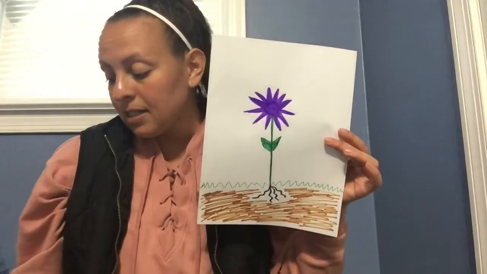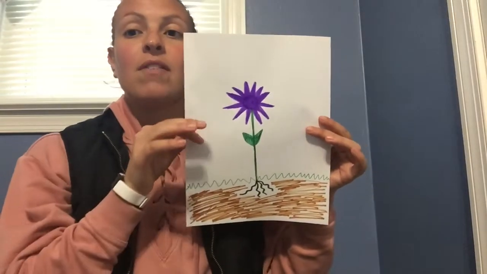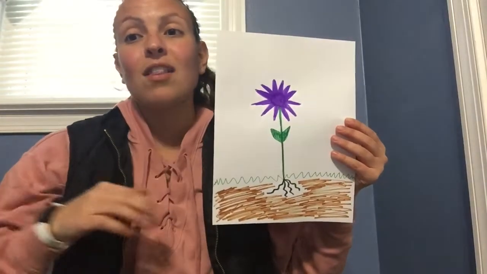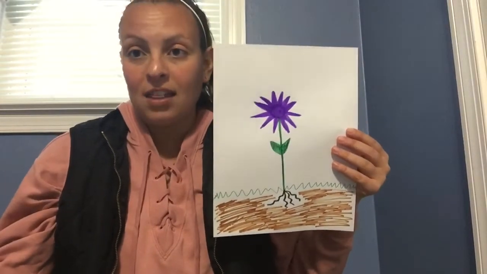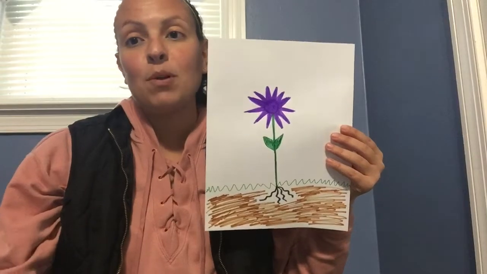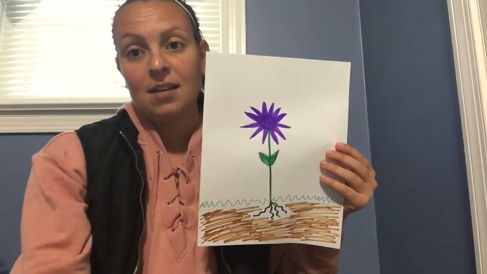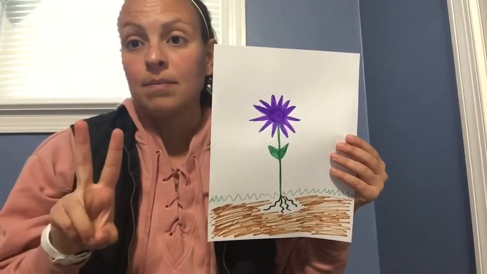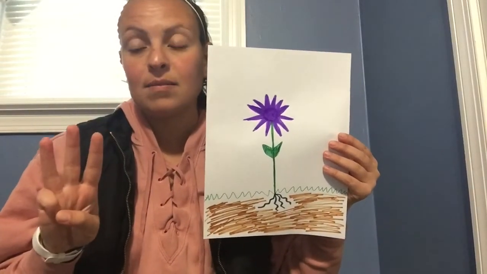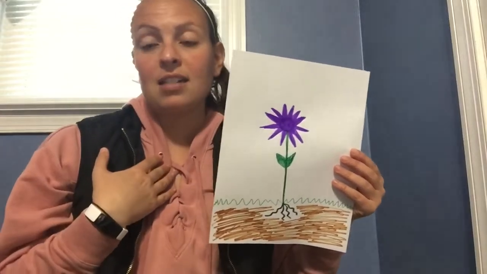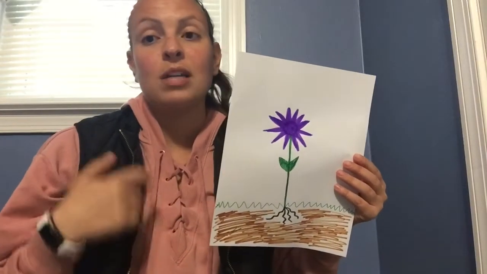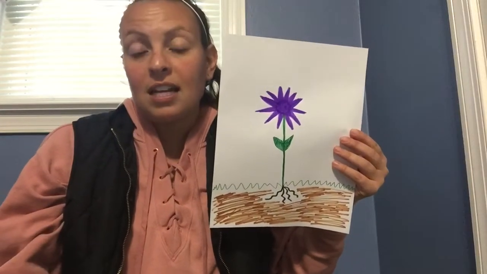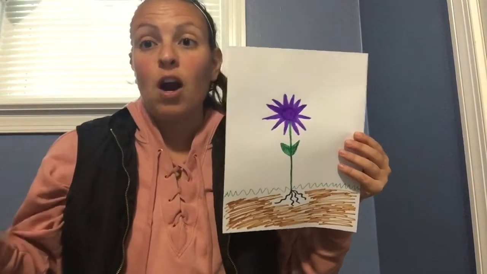Now what I'm going to talk about today is how a flower is a living thing and how other things are non-living things. A couple things that living things need: they need food, they need water, and they need air. We are living things because we need food to live, we need water, and we need air. And a lot of living things usually grow too.